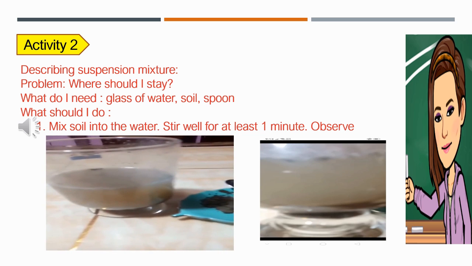This time, we are going to perform Activity 2, describing suspension mixture. Problem: where should I stay? What do I need? Glass of water, soil, spoon. What should I do? Mix soil into the water. Stir well for at least 1 minute.